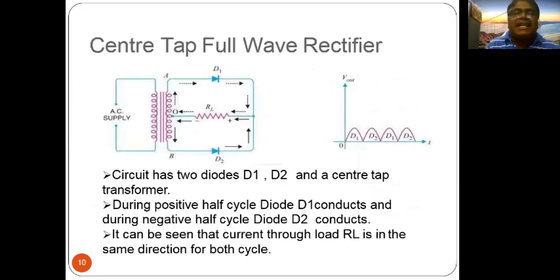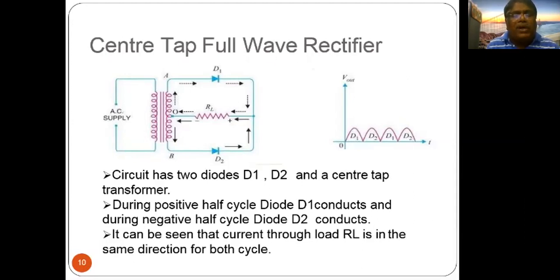So here is the center tap full wave rectifier. That is the circuit diagram of the center tap full wave rectifier. The center tap transformer is connected to two diodes, D1 and D2, with a secondary winding having terminals A and B. R is the load resistor. The center tap full wave rectifier circuit has two diodes, D1 and D2, and a center tap transformer.